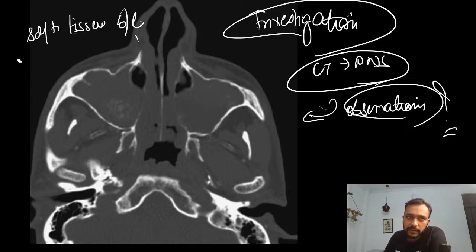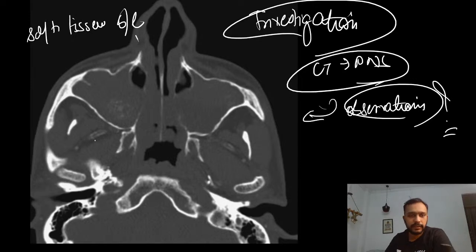Besides that, any other observation besides soft tissue contents? Anything else that you can see in this image? Besides soft tissue contents, any other thing that you can see in this image? So air is a normal thing within the sinus. Okay.